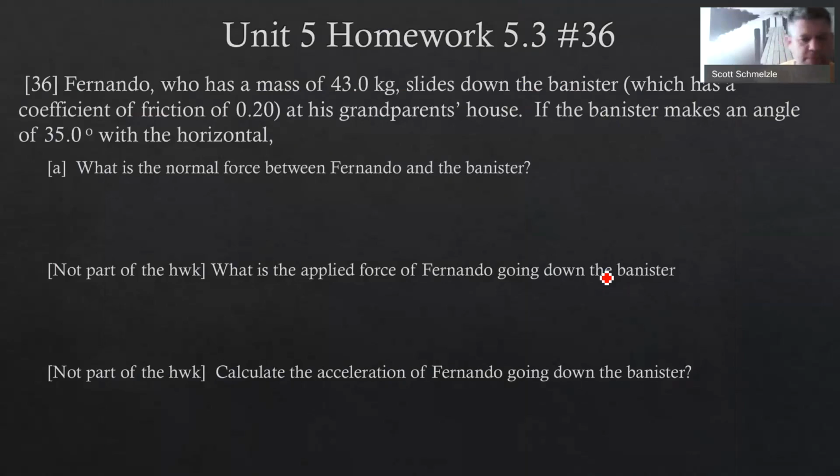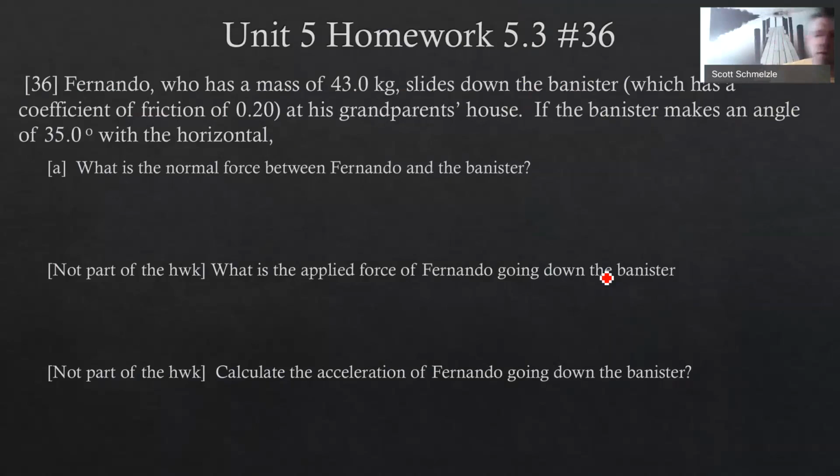All right. So this is a homework problem. When we look at this one, part A is the only part of the homework, but part B and part C, the bottom stuff, I added just to make sure that we saw another one. All right. So we got Fernando, who has a mass of 43 kilograms, slides down a banister, which has a coefficient of friction of 0.2 at his grandparents' house. The banister makes an angle of 35 degrees with the horizontal.